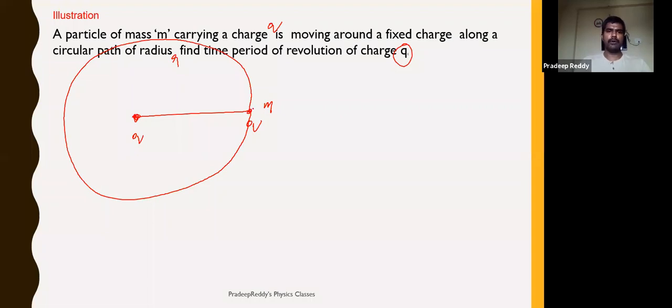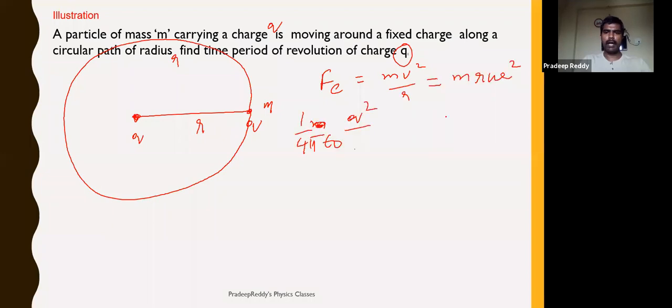So in this case also, you can simply write that the electrostatic force will be balanced with mv square divided by r, or you can even write it as m r omega square. Electrostatic force can be written as 1 by 4 pi epsilon naught q square divided by r square, which is equal to m r omega square. Now omega is equal to 2 pi divided by capital T. I can substitute that over here. It is k q square divided by r square.